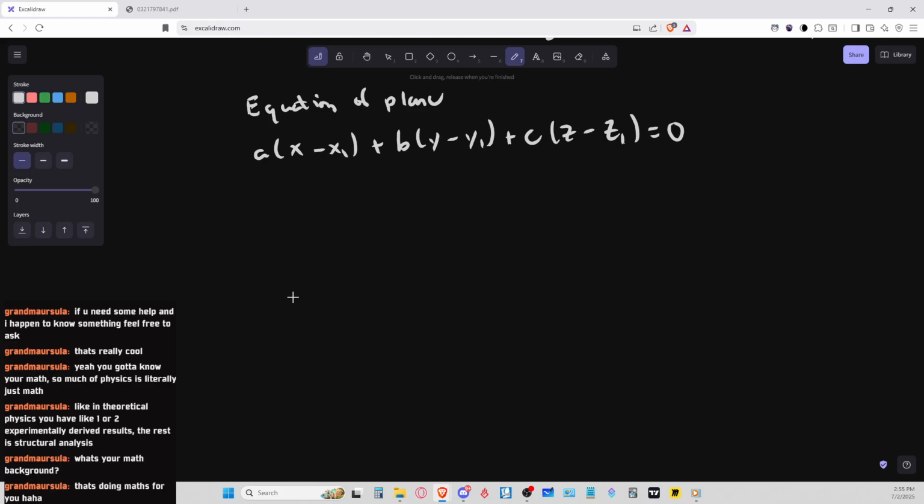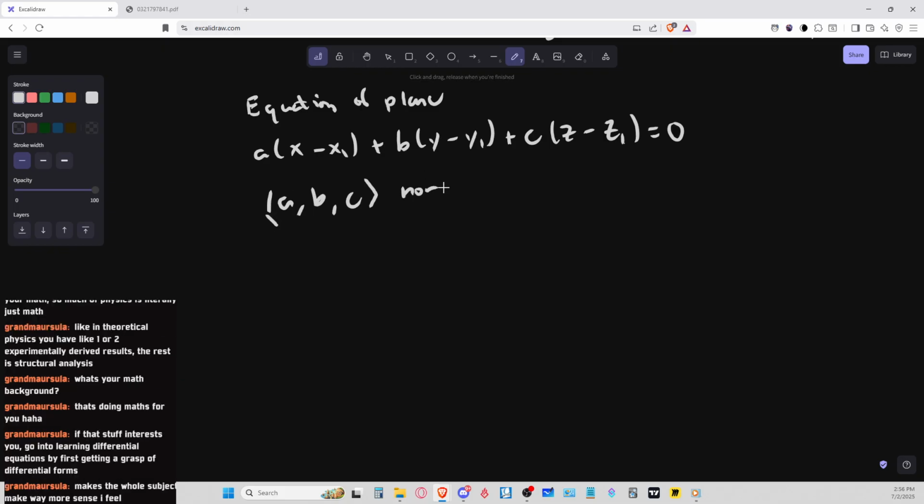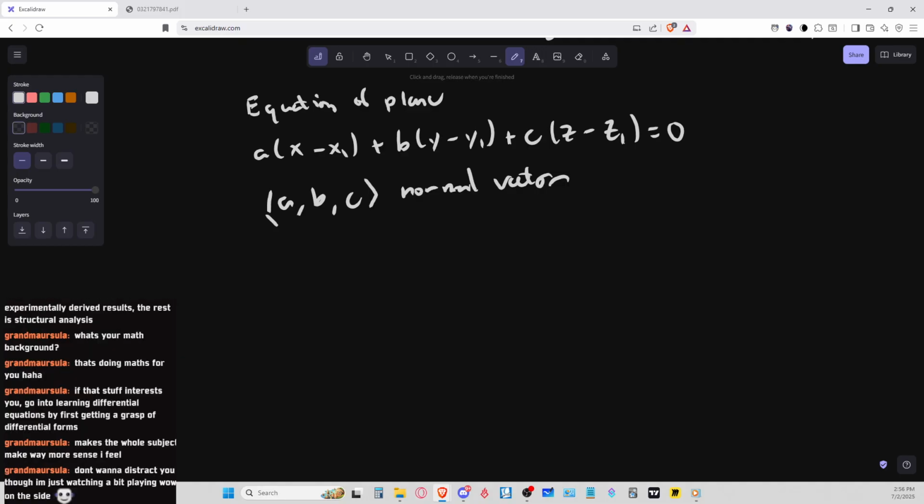So let's see where it is. So A, B, and C. It's a normal vector. If that stuff interests you, go into differential equations, but first by getting a grasp of differential forms. It makes the whole subject make way more sense, I feel.